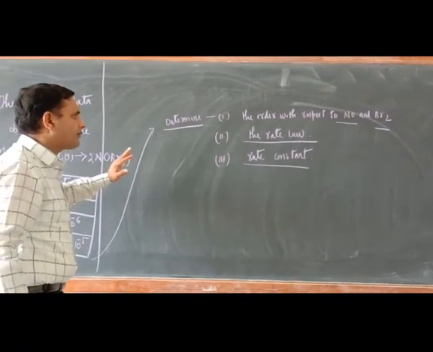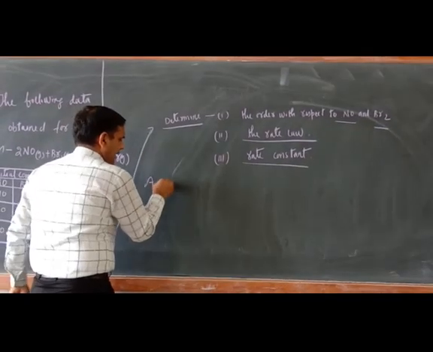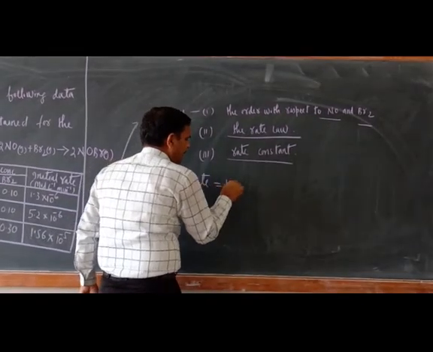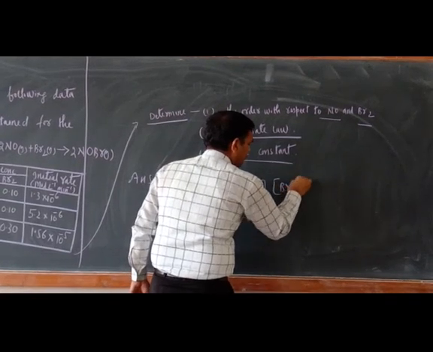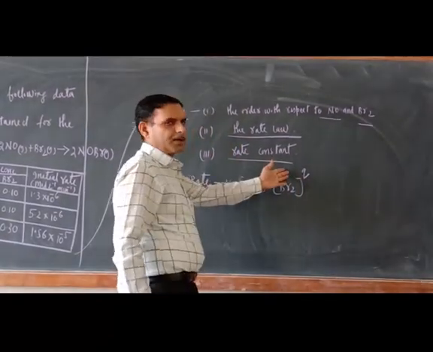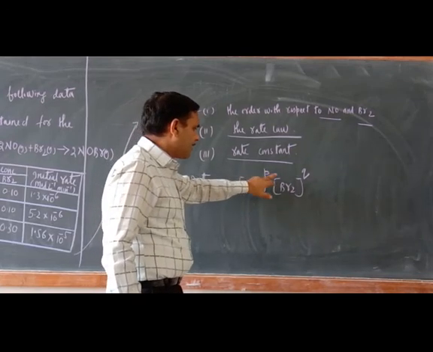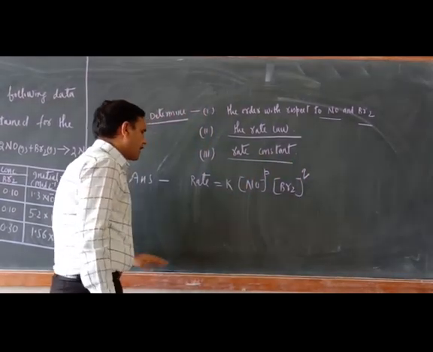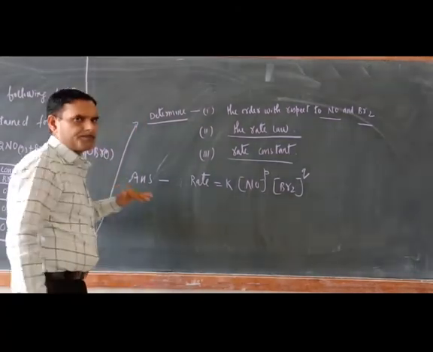Now see what we have to do. First we have to write the rate law expression. The possible rate law expression may be like that: rate equal to K [NO]^P [Br2]^Q. These P and Q are the orders: P is the order with respect to NO, and the order with respect to Br2 is Q.